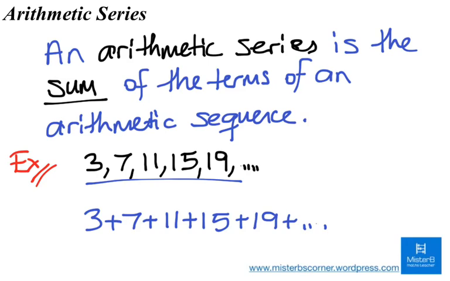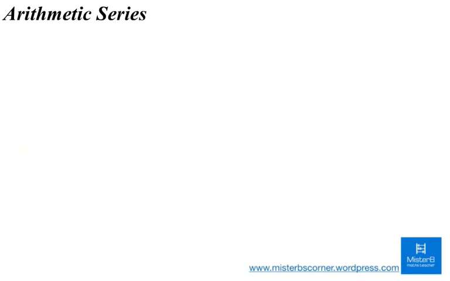Now, there are arithmetic series which have infinitely many terms, and there are those which have a finite number of terms. So we're going to work on the arithmetic series with a finite number of terms, and the infinite case is going to be A levels. We can find the sum of the first n terms of an arithmetic sequence with a formula.